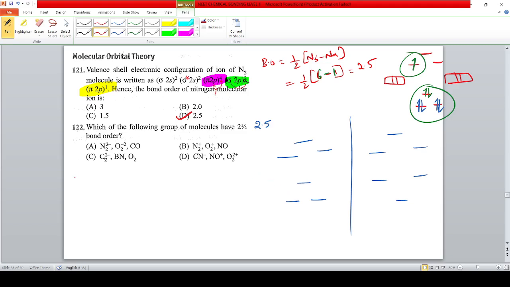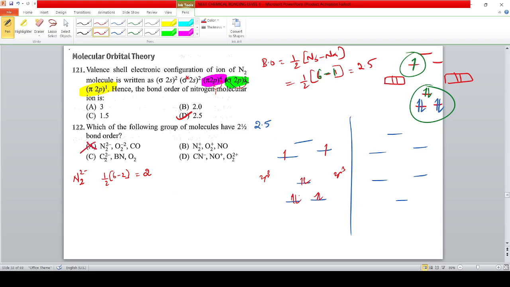First one, I'll go for N2 2 minus. Sir, nitrogen means 2p3, 6 electrons. 1, 2, 3, 4, 5, 6. So, this is N2. But they have given N2 minus. That means 2 additional electrons. That means half into 6 minus 2, 4 by 2. That means 2. Bond order is 2. So, this is not your answer. So, you directly go for option B, N2 plus.